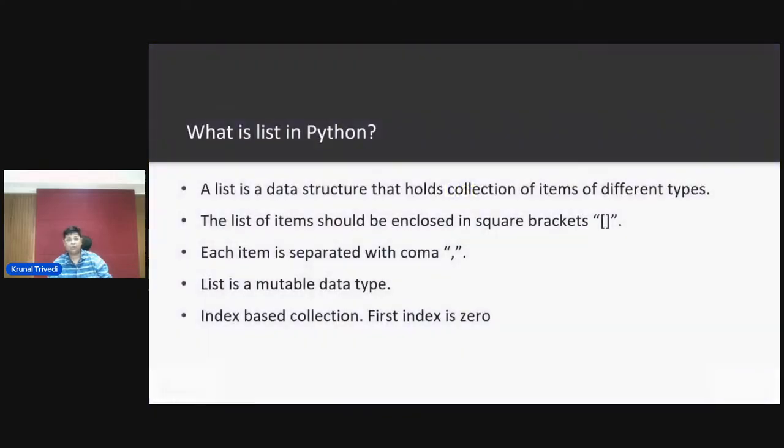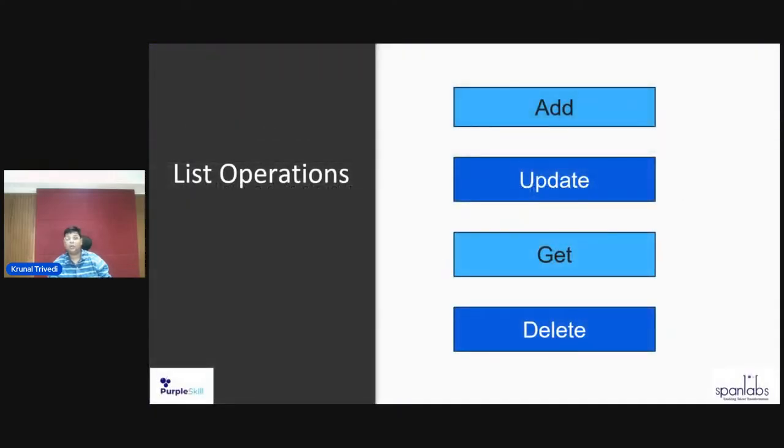So we discuss what is list. We have 4 types of operations possible on the list: add, update, get, and delete. Add is adding new list elements. Update is modifying the list elements. Get is to retrieve the element based on index. We can retrieve the elements based on index, and we can also retrieve the elements based on value. Both are possible. I'll show you. And delete is used to delete the list element.